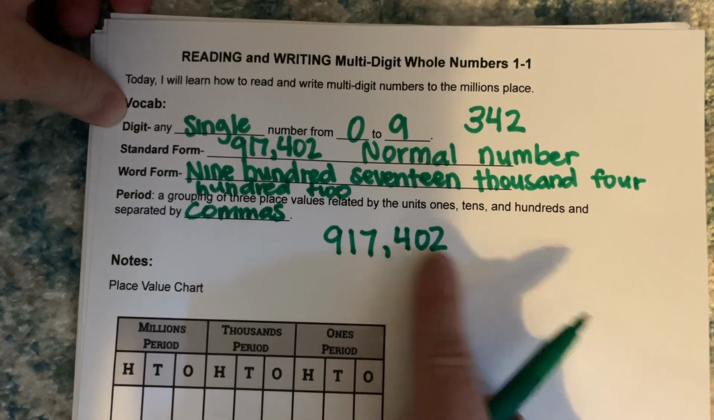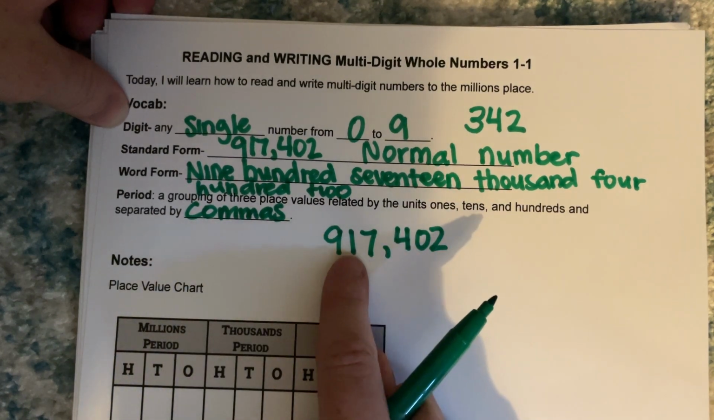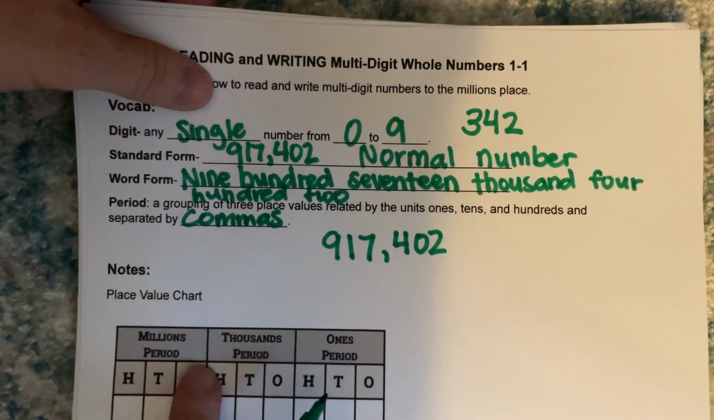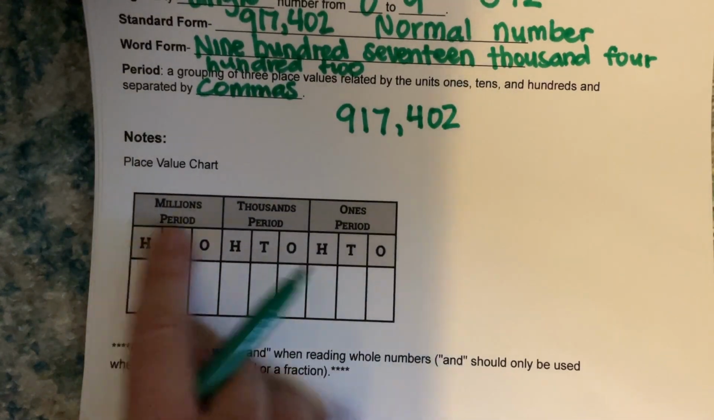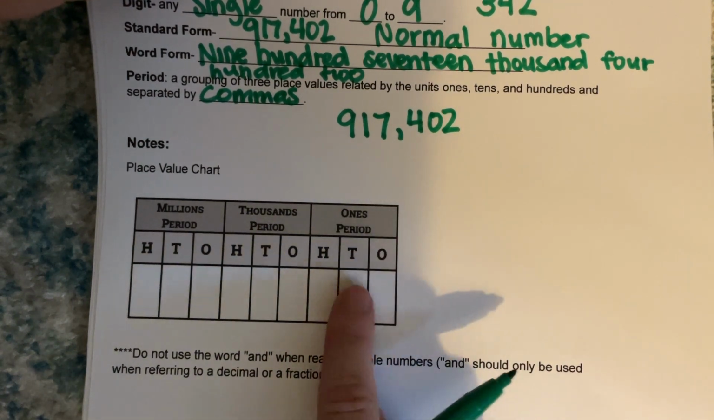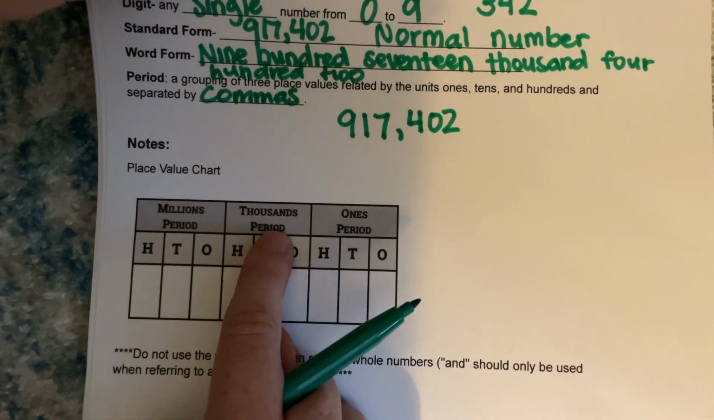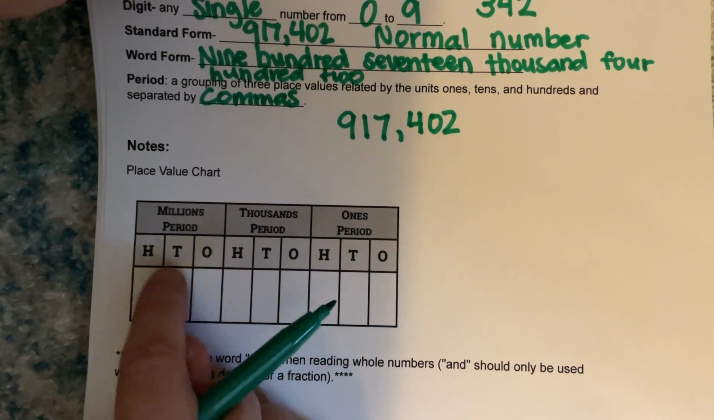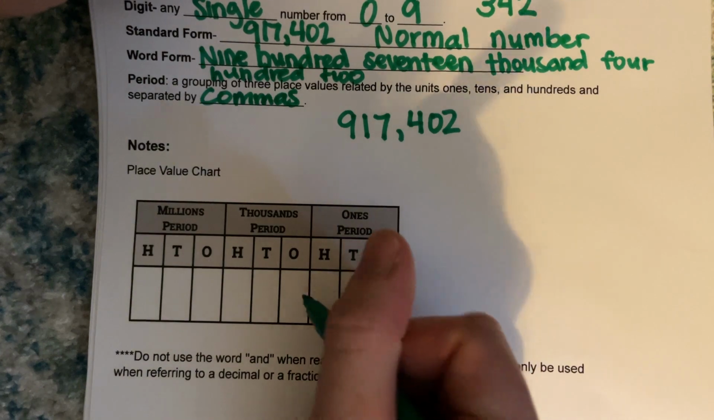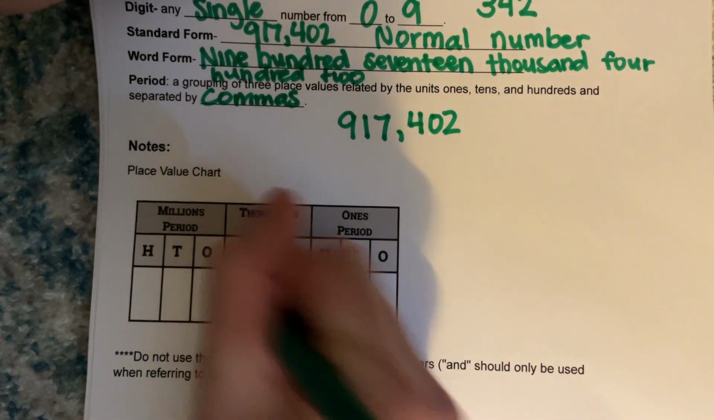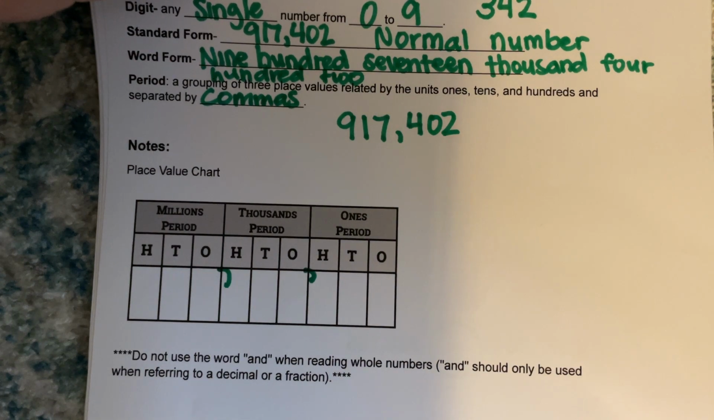These are the ones period. These are the thousand periods. And if we look down here at our notes, we see our place value chart, and it's separated by periods. So we have the ones period, we have 3 digits. Then we have the thousands period, 3 more digits. Then we have the millions period, 3 more digits. Each one of these periods would have a comma separating that number.